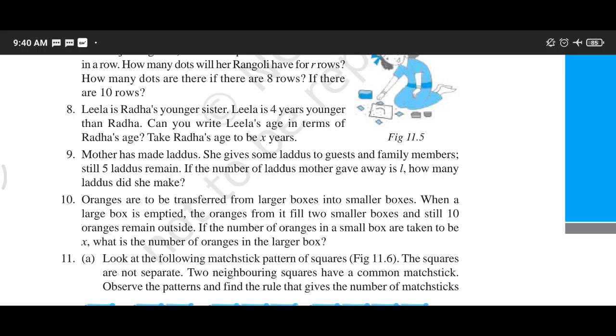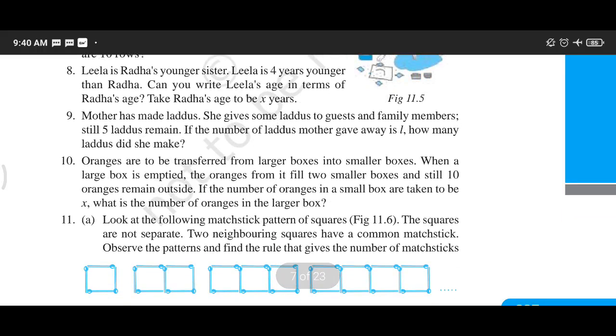Now this is question number 9. Mother has made laddus. She gives some laddus to the guests and family members. Still 5 laddus remain. If the number of laddus mother gave away is L, how many laddus did she make? Now let's do this question.